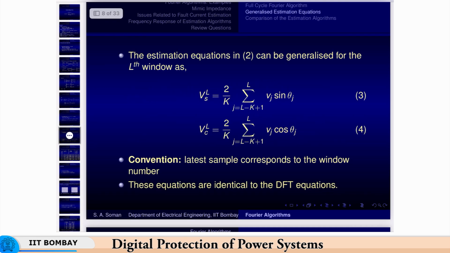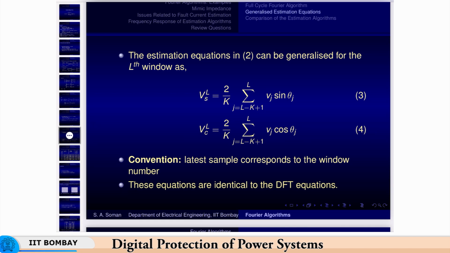Okay. So, now coming to it, the calculations that we did were for the first window, the first k samples. We will now have to generalize it for the nth window, because this is a moving window calculation, you do not do the calculation once and forget about it. The window, though it is a one cycle window, keeps on moving. So, one sample goes in, the latest sample comes in, the oldest sample goes out. Okay. So, continuing in that fashion, the window number is the number of the latest sample.